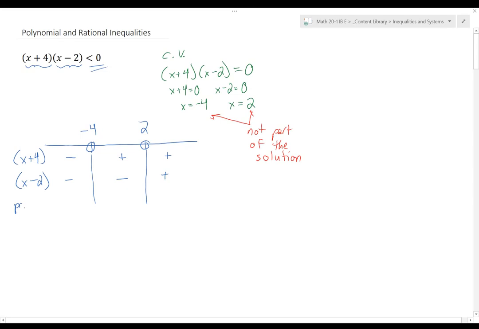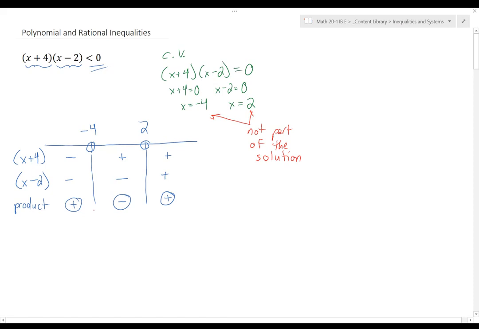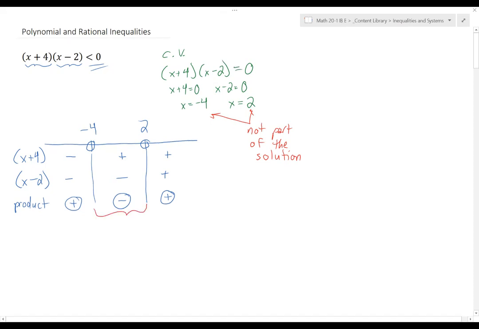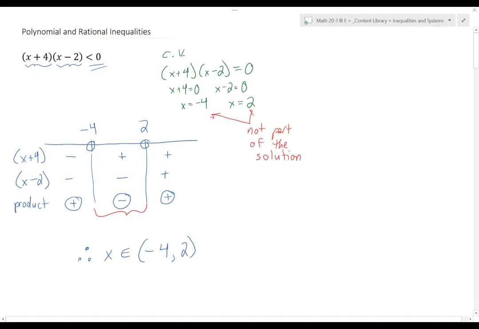Which means that their overall product, well, in the interval where both of them are negative, the product will be positive. In the interval between negative 4 and 2, that's where we have one positive, one negative. In that interval, the product will be negative. And for any value greater than 2, both of these factors are positive, so the product of them has to be positive. In this instance, we were looking for where is this product less than 0? So this product is less than 0 in between negative 4 and 2. So our solution is that x has to be in the interval between negative 4 and 2, but not inclusive of negative 4 and 2.